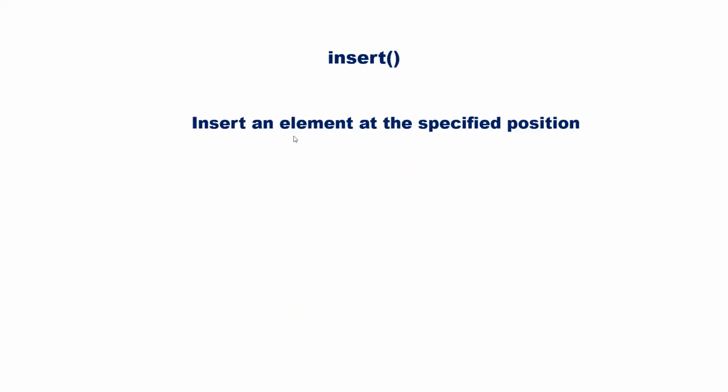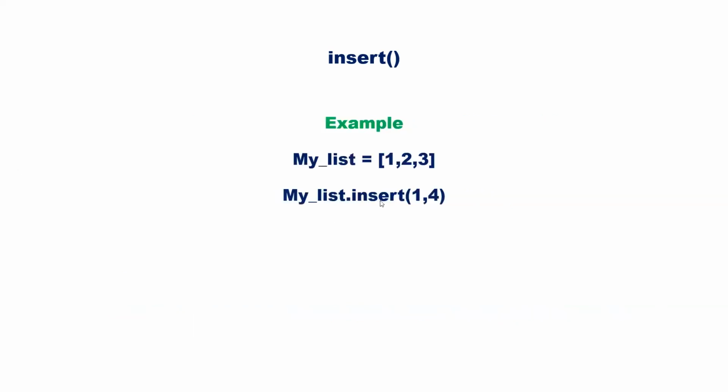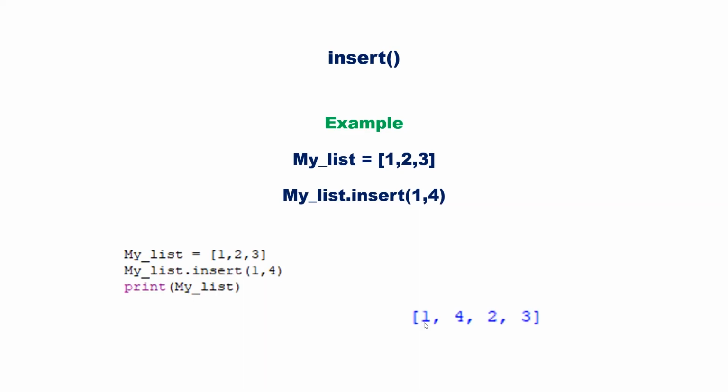The insert function inserts an element at the specified position. The syntax here is list.insert, within the brackets position comma element. Here position is an integer specifying the position at which to insert the value. Element is the value of any type that we need to insert into the list. For example, I give my_list.insert(1, 4). This means that I want to insert the value 4 at position 1. So after inserting, when you print my_list, the list will be like this: 1, 4, 2, 3.